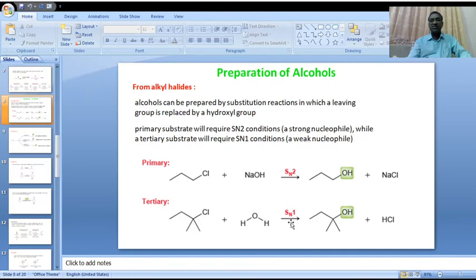SN1 mechanism is a two-step reaction. In this mechanism, this OH minus nucleophile replaced this Cl minus. Here, HCl is formed. This is the alcohol, a monohydric alcohol, produced in this reaction. Is it clear, all of you? Monohydric alcohol preparations are based on the SN2 mechanism and the SN1 mechanism.